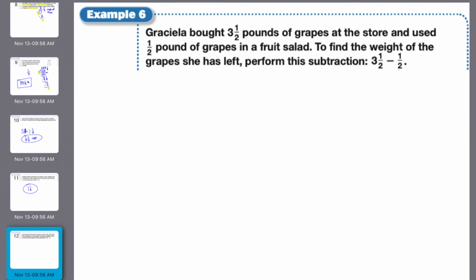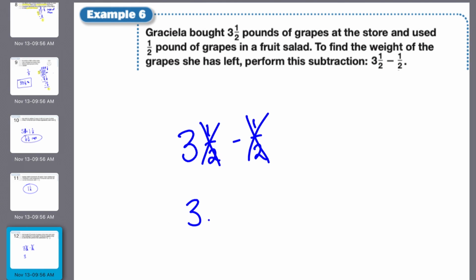All right, last one. She bought 3.5 pounds of grapes at the store and used 1/2 pound of grapes in a fruit salad. To find the weight of the grapes she has left, perform the subtraction: 3 1/2 minus 1/2. You subtract the whole numbers and subtract the fractions. We don't have any whole number along with the second half, so we know it's 3. 1/2 minus 1/2 is 0. So these kind of cancel each other out here. So we would have 3 remaining, 3 pounds.